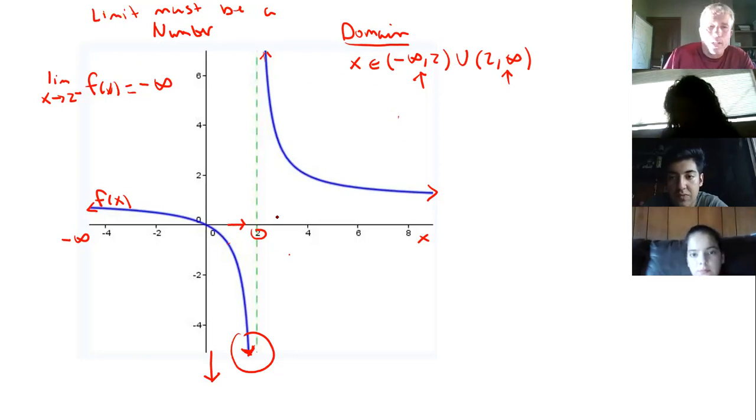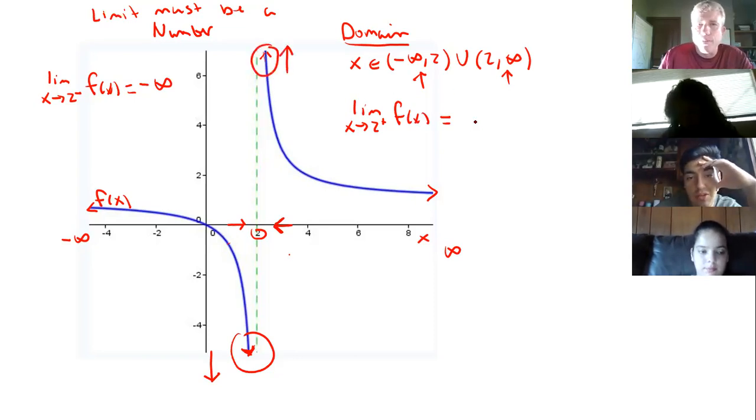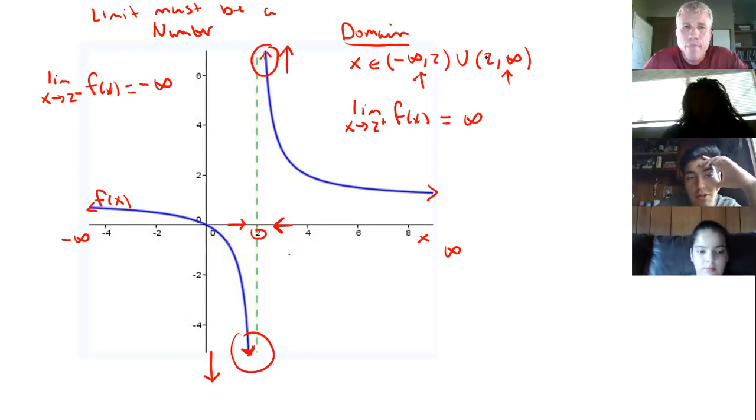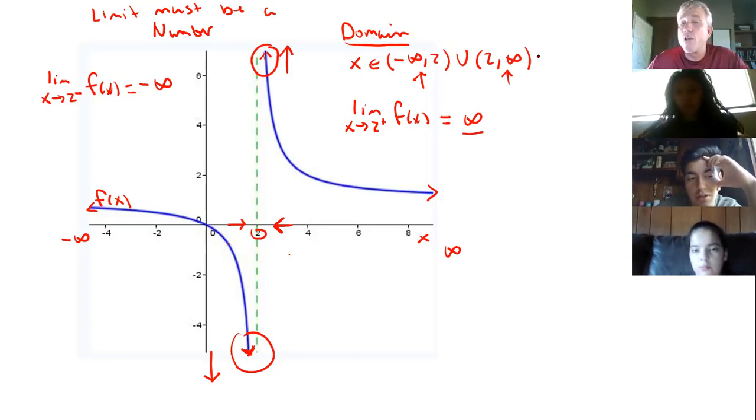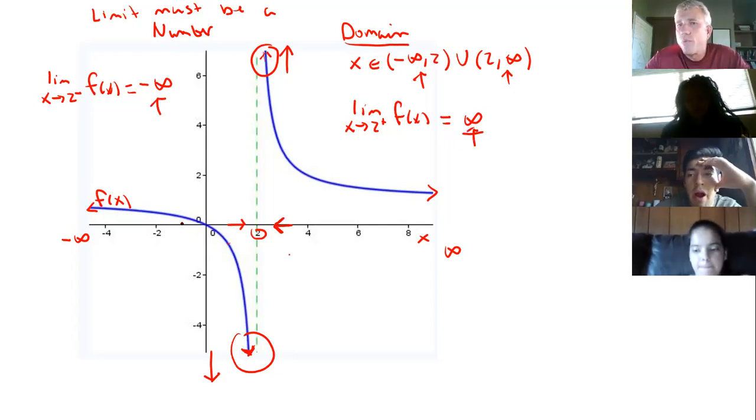I could look at approaching the 2 from the other side just as easily. I could come in from this direction to the 2, and I could say, what is the limit as x gets closer and closer to an input of 2, but does it from the positive direction? What's the limit of my function now? Infinity. The outputs are becoming infinitely large. So I could also conclude from that there won't be a limit, because infinity isn't a number. And I could further conclude that there isn't a limit because the two one-sided limits aren't matching. So I have more than one thing that lets me conclude that there isn't a limit.